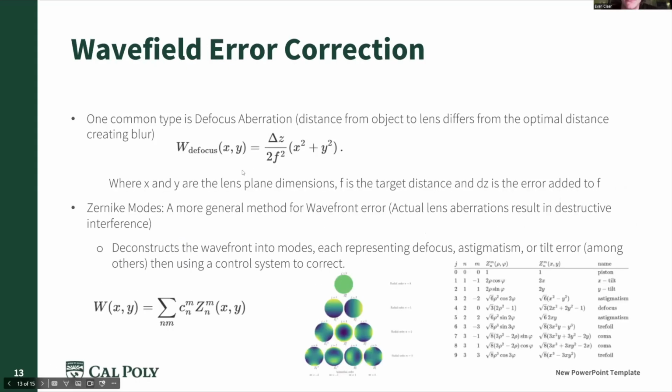And for wave field error correction, it's a bit more complicated. You have a bunch of different factors that you can decompose into Zernike modes. And these can include defocus aberration, included at the top, which is dependent on the distance that a spacecraft is from the target. And there are other sources of error as well, whether it's astigmatism or the angle of the lens or aberrations on the lens itself. And these can be analyzed, and then you can have a control system to correct them individually.